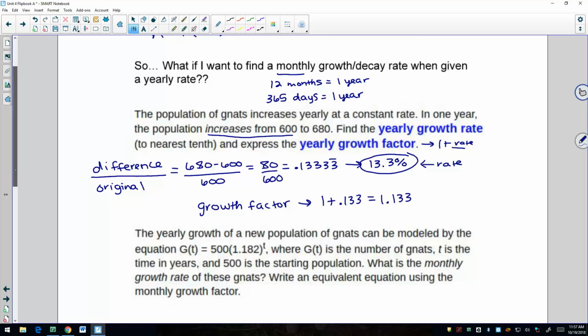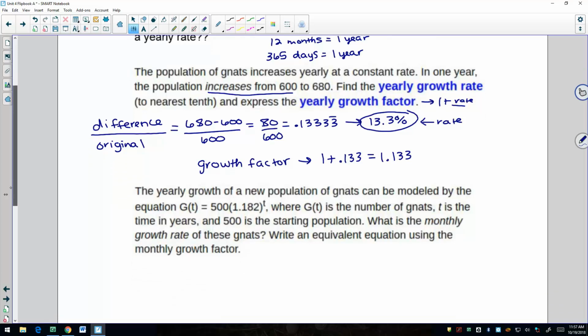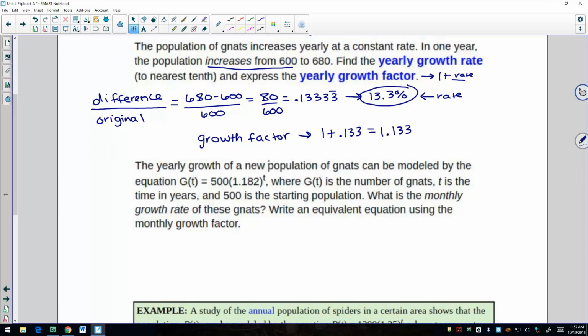Okay, so now this next question deals with monthly. It says the yearly growth of a new population of gnats can be modeled by this equation. You'll notice this is like our A equals P times (1 plus R) to the T. So you should notice that because this number is bigger than 1, it's increasing. If it were smaller than 1, it would be decreasing because we're subtracting from 1. It tells us G of T is the number of gnats and T is the time in years. 500 is the starting population.